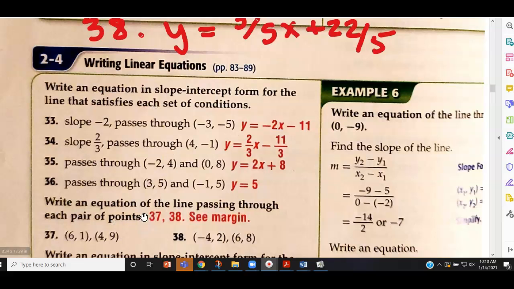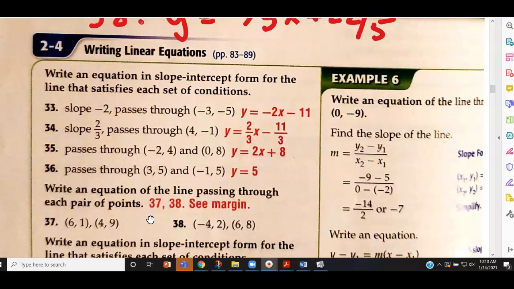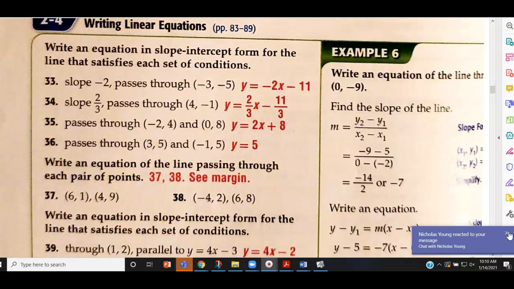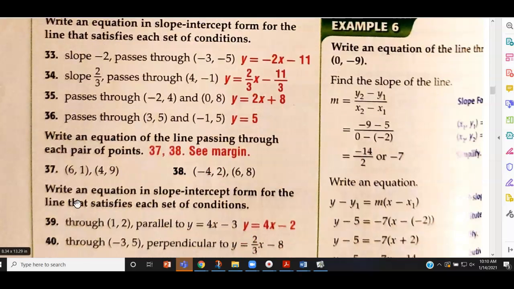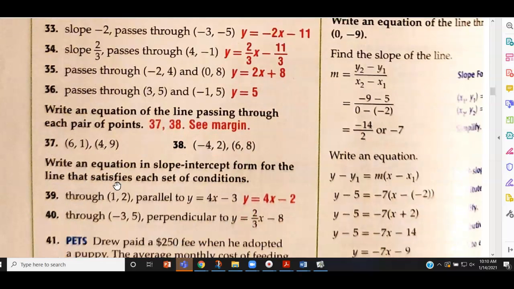37, it says write an equation for the pair of points passing through those. So give me 1 second, I'll pull up 37. It's over to the side, so I can't see it right now.